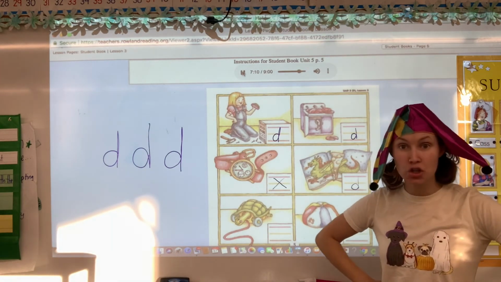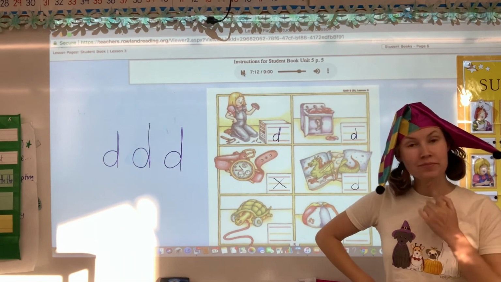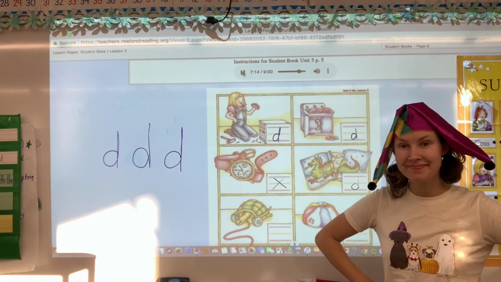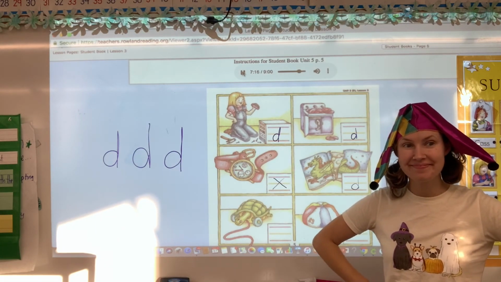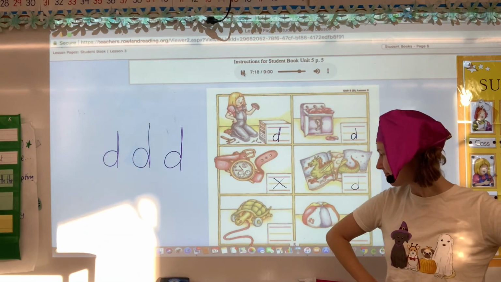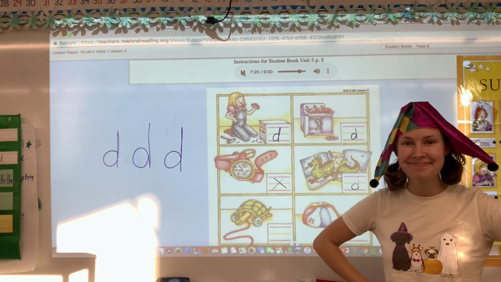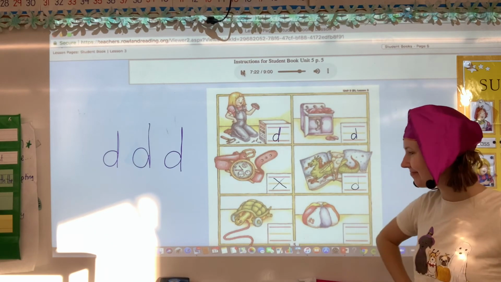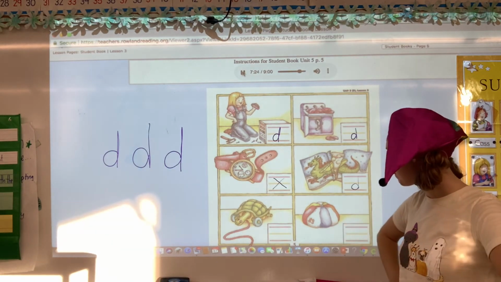Turtle. Does turtle begin with the sound d? If your answer is yes, write lowercase d on the lines next to the toy turtle. If your answer is no, mark an X on the lines.